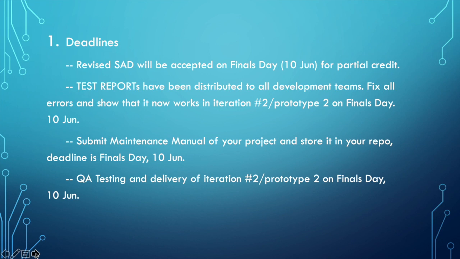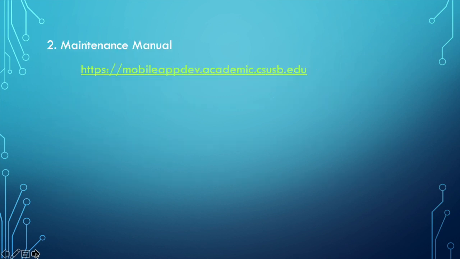Submit your maintenance manual and store it in your repo. We would check whether it is there on finals day, the 10th of June. And as you know, on finals day, you deliver your iteration number 2 or prototype number 2, the 10th of June. So we'll begin the process again of QA testing. Okay, so what is the maintenance manual?